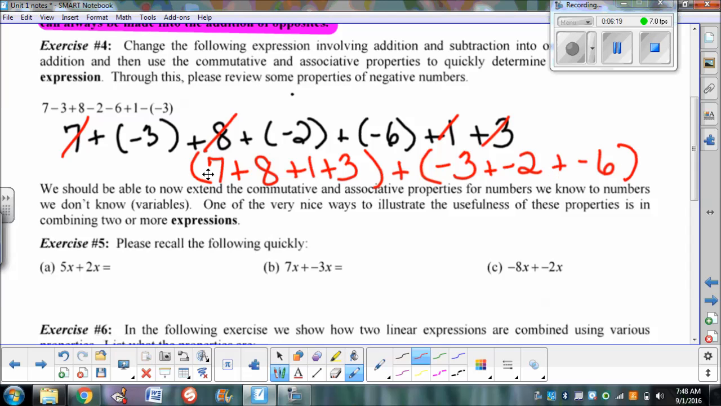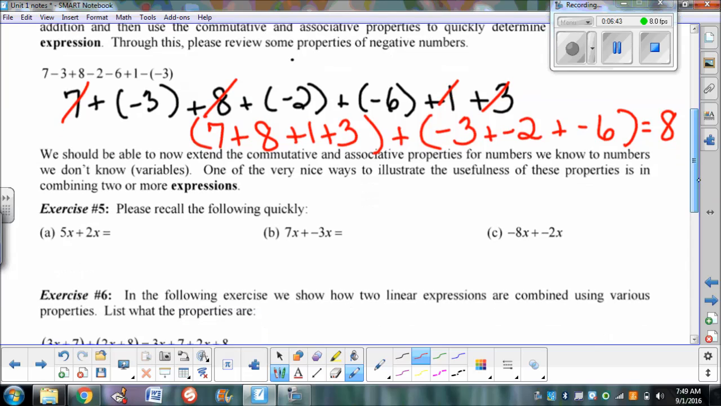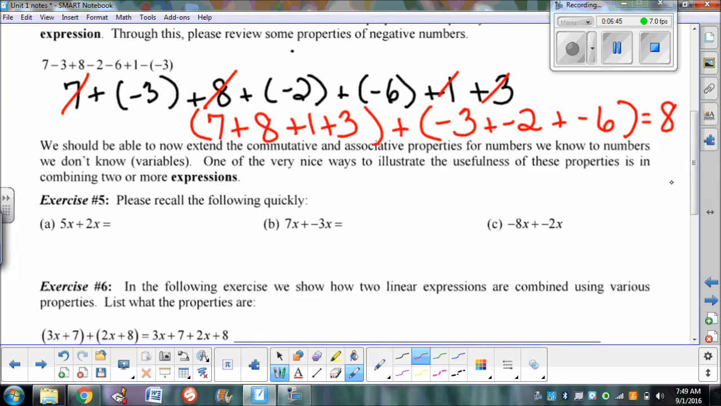I could quickly evaluate, so 7 plus 8 plus 1 plus 3, that's 15, and 4, that's 19, and then this other group here, I'm adding my negatives, so I've got negative 3 and negative 2 gives me negative 5, negative 6 is negative 11, so I had 19 and negative 11, which gives me a final answer of a positive 8. So it says we should be able to extend the commutative and associative properties to numbers we don't know, or variables, and we are absolutely going to do this.